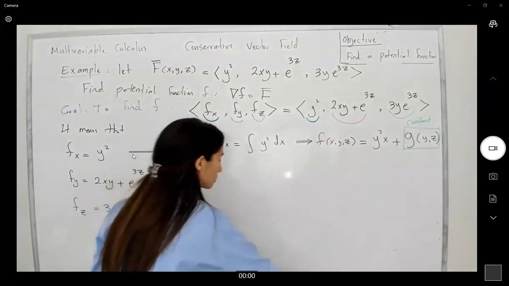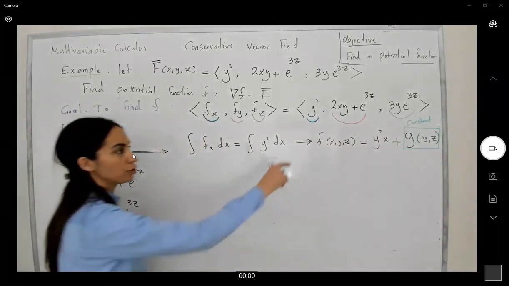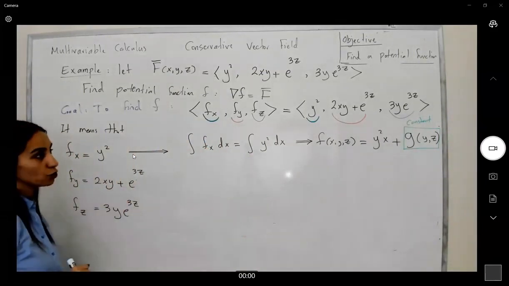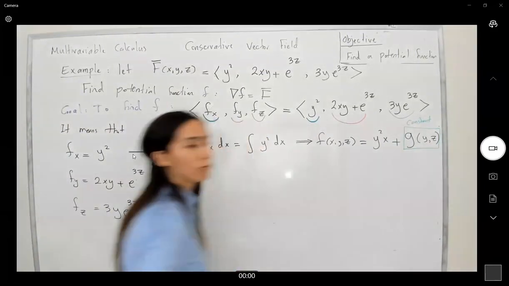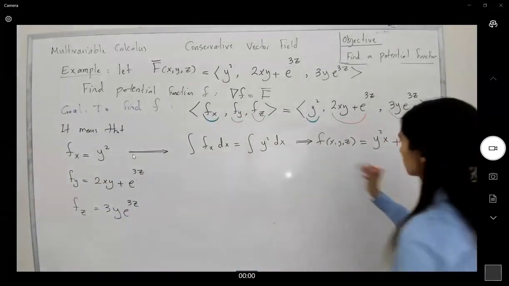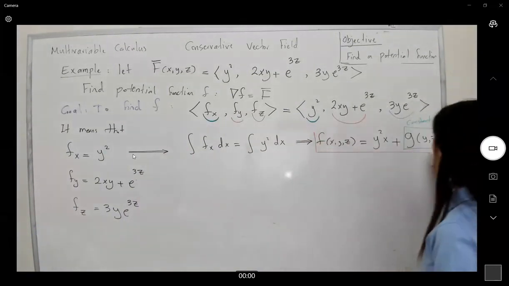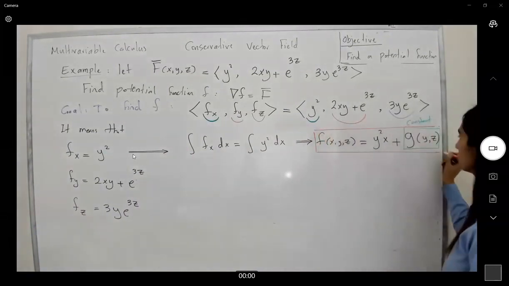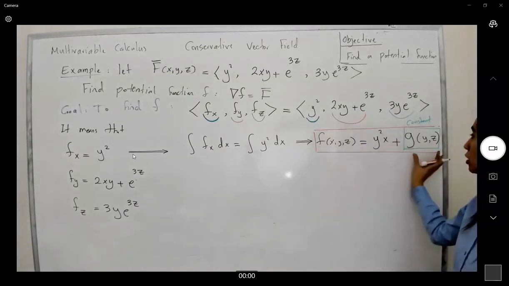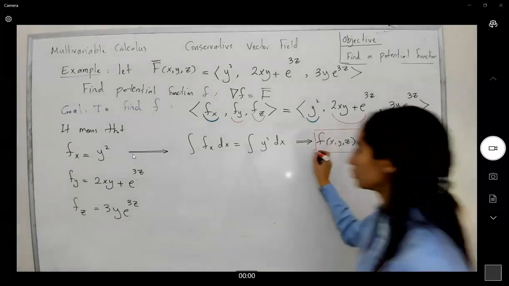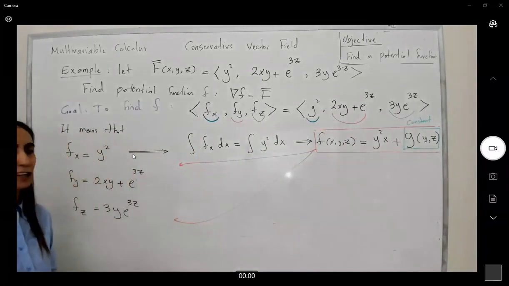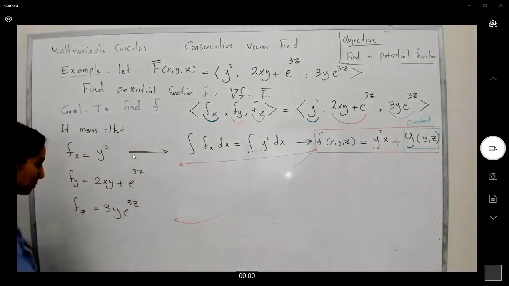So now I'm going to use this function and these two equalities to find g of y and z. Well, you constructed your potential function somehow. You know that one of the terms is y squared x, you don't have the rest of it. We're going to use these two equalities to find g of y and z.